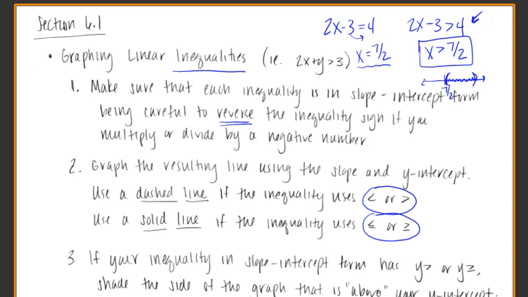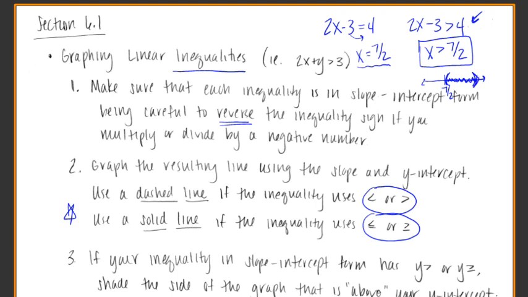Step number 2 is also one of the key differences when you're graphing an inequality. It's all about how to graph the line itself, the boundary line, as we call it. If your inequality has just strictly less than or strictly greater than, then we're going to graph a dashed line. And if it's less than or equal to or greater than or equal to, we're going to do our typical solid line.